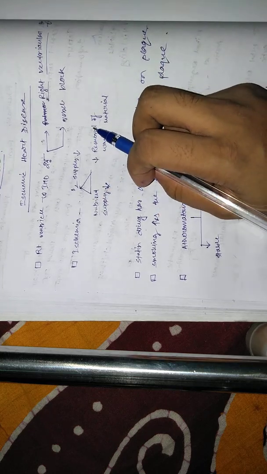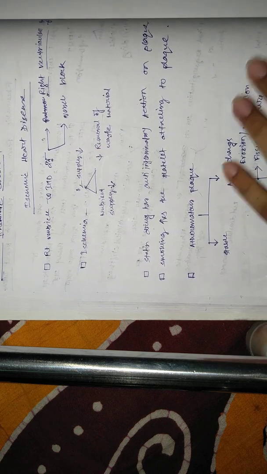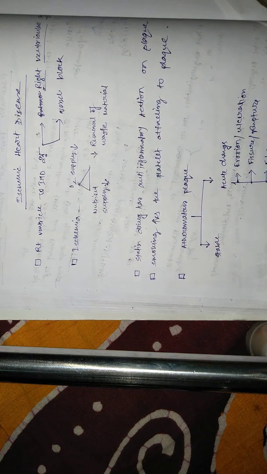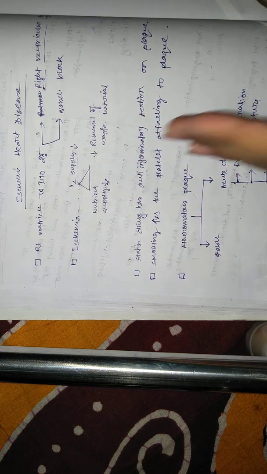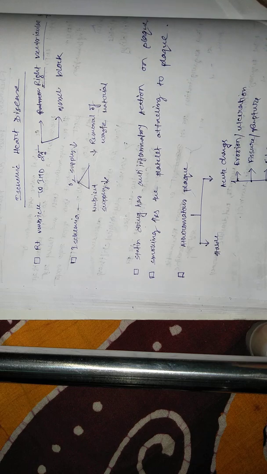Now normally, ischemic heart disease occurs in 99% of patients in the left ventricle, because the left ventricle has a thicker wall, and there is more pressure in the left ventricle. That is why the intramuscular blood vessels which run through the myocardium are more compressed, because there is more pressure in the left ventricle. But in the right ventricle, it is quite less common than in the left ventricle.